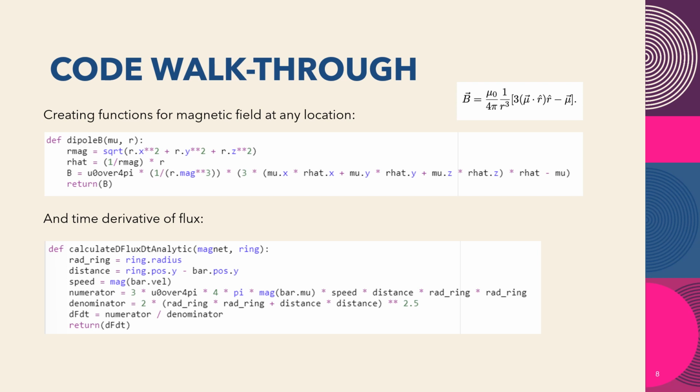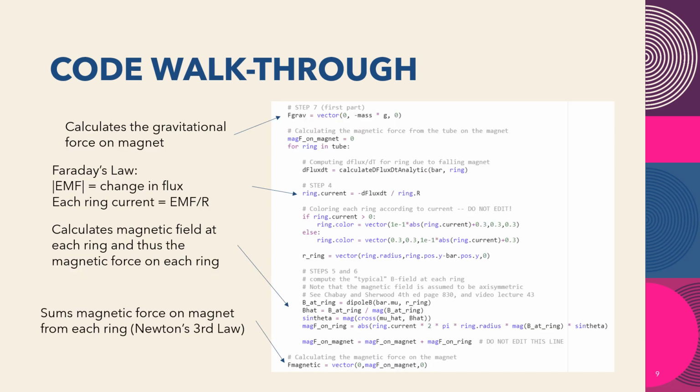Walking through my GlowScript code, first I created the functions for magnetic field at any location and the time derivative of flux. In this next portion of the code, I calculated the gravitational force on the magnet. I then used Faraday's law to find each ring's current. Then I calculated the magnetic field at each ring and thus the magnetic force on each ring. I then summed the magnetic force on the magnet from each ring.